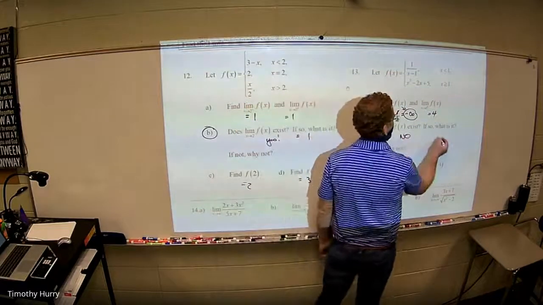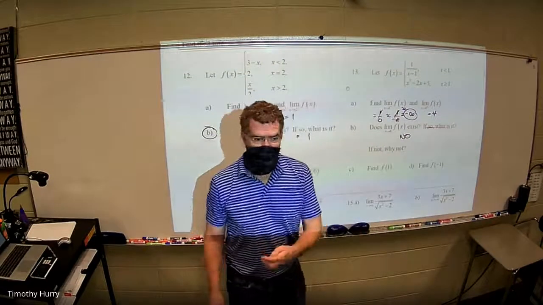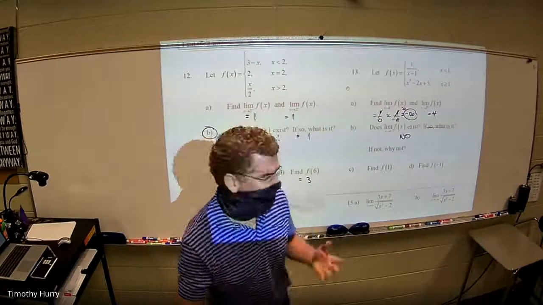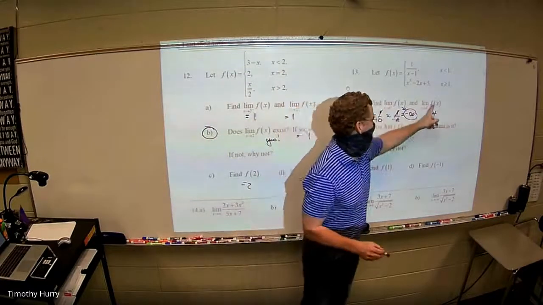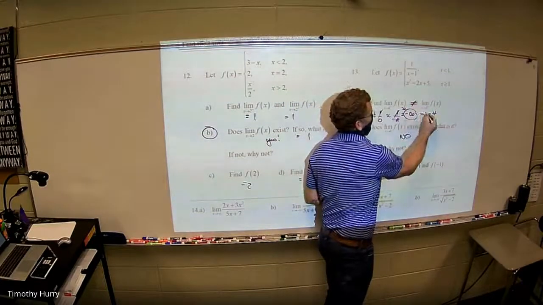No. So does the limit exist? No. And why or why not? If you had to explain that, what would you say? Yeah, you could say the limit from the left and the limit from the right are not equal, or basically negative infinity would not be equal to that positive 4.